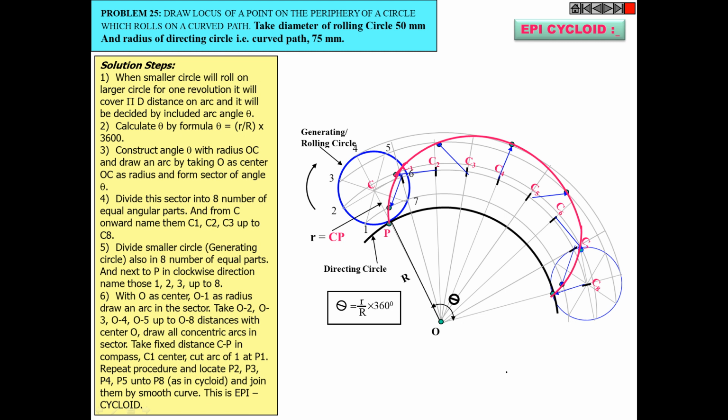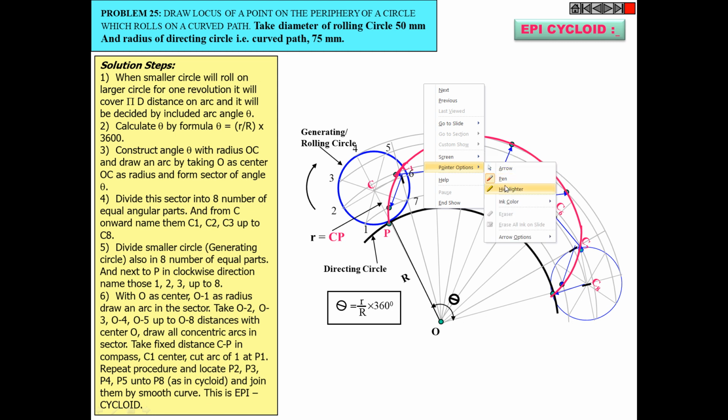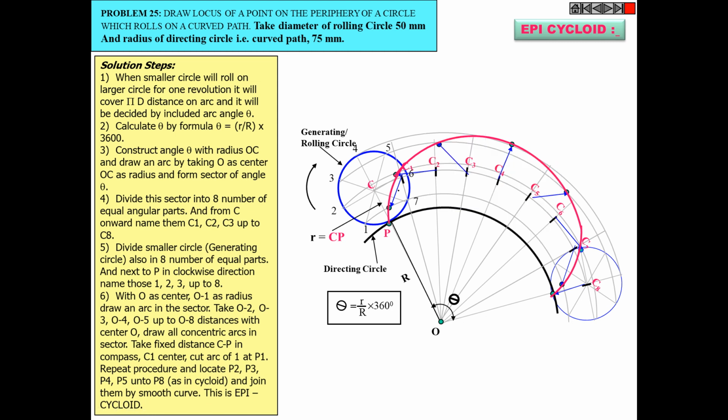Hypocycloid is exactly the reverse case of epicycloid. In hypocycloid, the rolling circle rotates in anti-clockwise direction inside the periphery of the bigger circle. I repeat, hypocycloid is just the reverse case of epicycloid. In hypocycloid, this rolling circle rotates inside the periphery of this bigger circle and in anti-clockwise direction. Remaining all the processes are same.